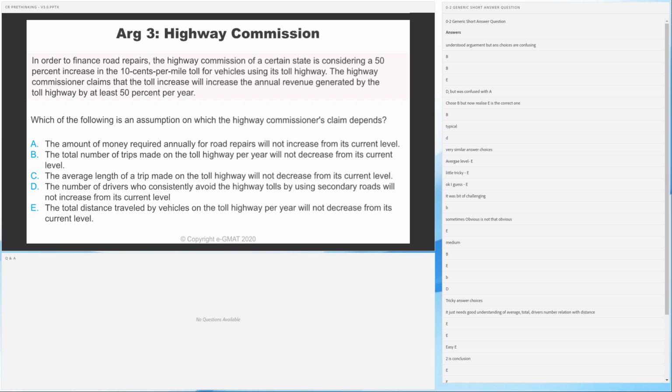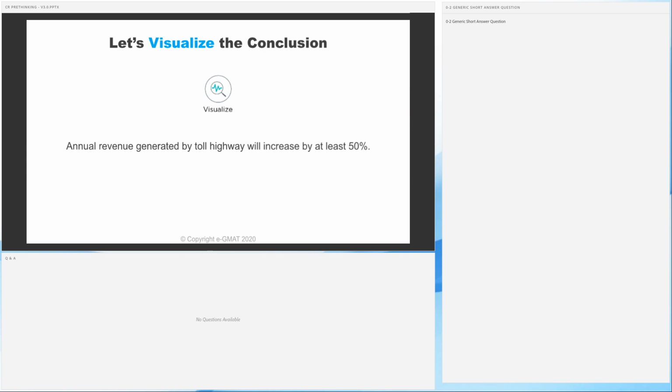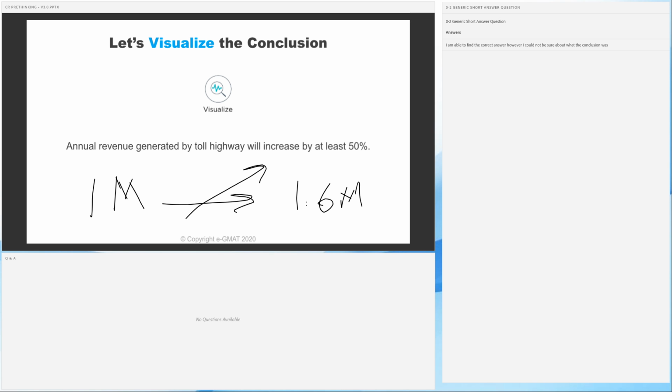Then the question says, what's an assumption on which the commissioner's claim depends? Now, what's the commissioner's claim? The claim is that the annual revenue generated by the toll highway will increase by 50%, which means if last year the toll highway generated 1 million of annual revenue, then this year it's going to go to at least 1.5, or let's call it 1.6 million. Everyone's clear with this?